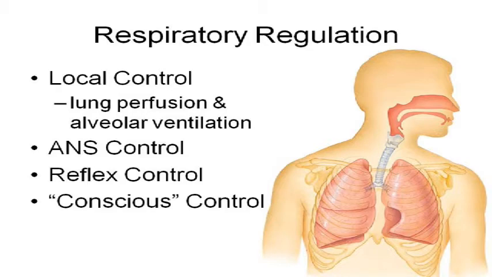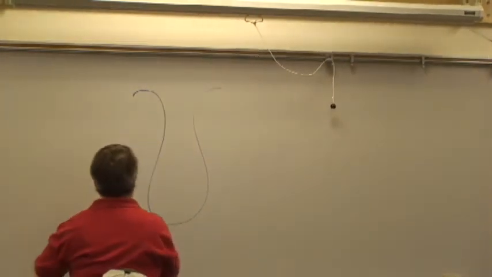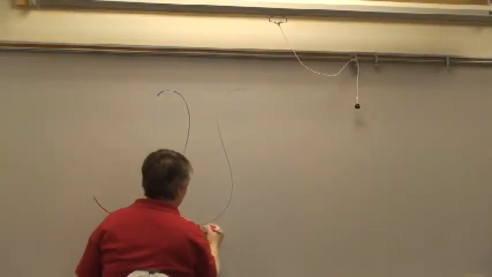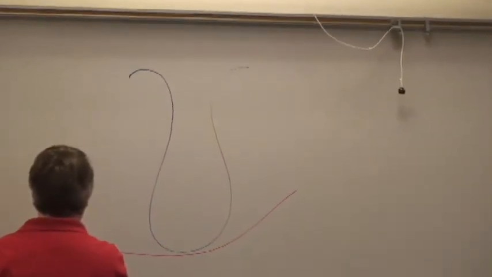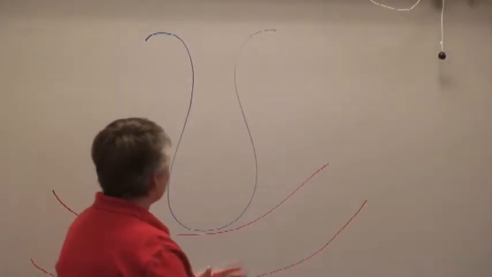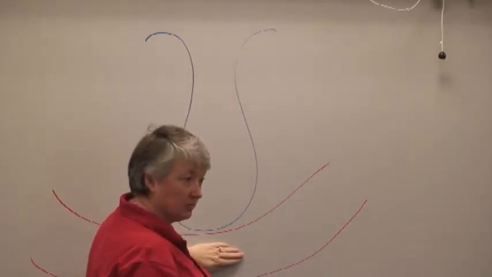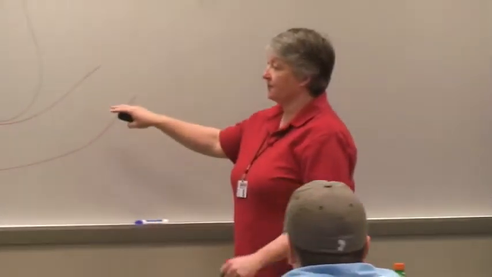Think about this being an alveolus. This being a capillary. So, controlling how much air is going in and out of here, how much blood is going through here. Cool? Okay. Now, blood flow.